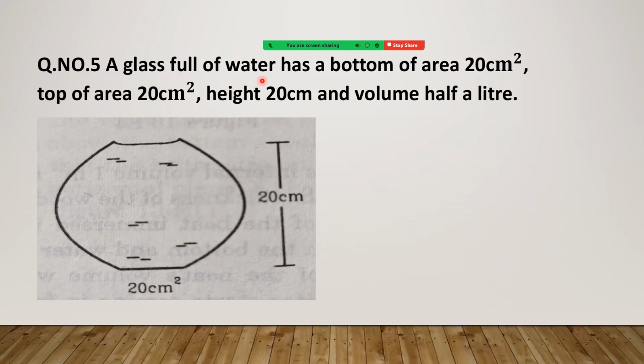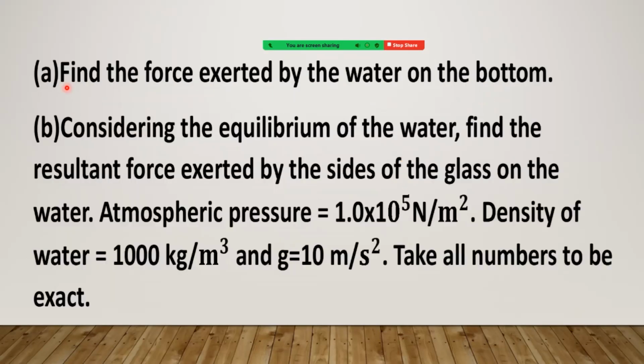A glass full of water has a bottom of area 20 centimeter square, top of area 20 centimeter square, height 20 centimeter, and volume half a liter. Find the force exerted by the water on the bottom. Considering the equilibrium of water, find the resultant force exerted by the sides of the glass on the water. Given pressure of atmosphere, density of water, and g value.